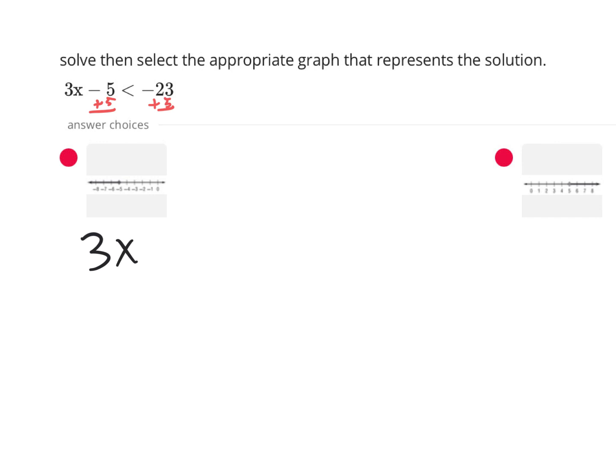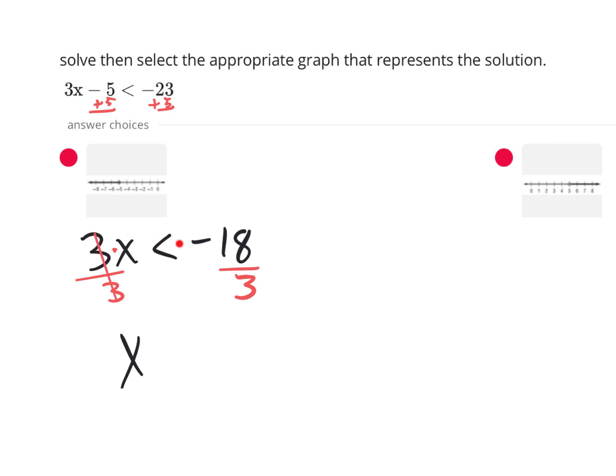There's a 3x on the left side. The inequality comes down, and -23 plus 5 is -18. So you really have 3 times x is less than -18. So to get rid of that multiplication of 3, you're going to divide by 3 and divide by 3. That cancels out. X comes down.